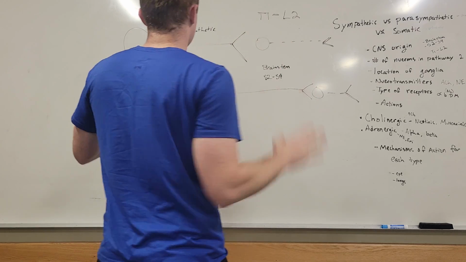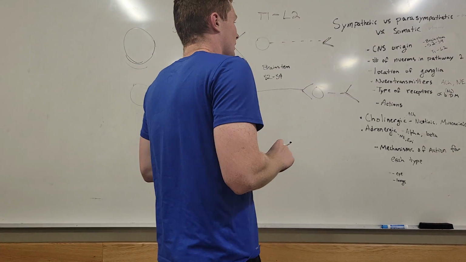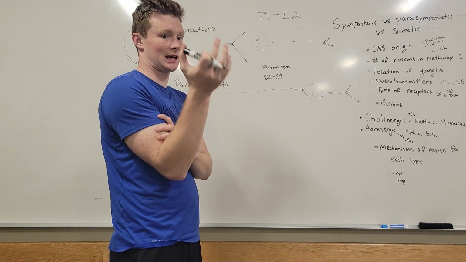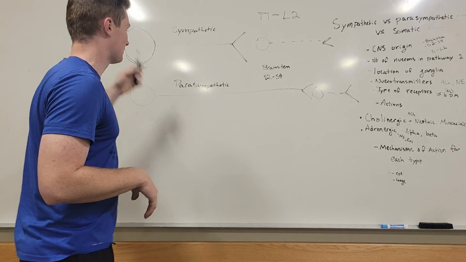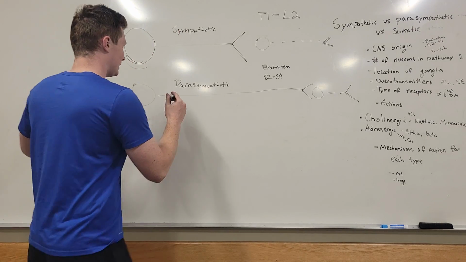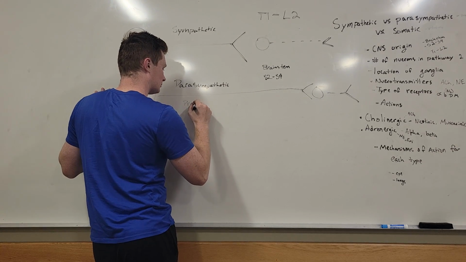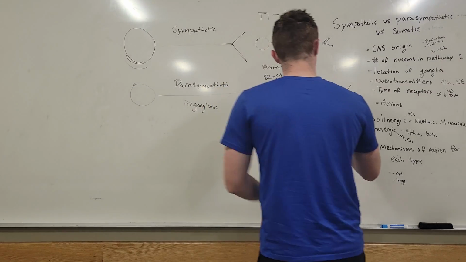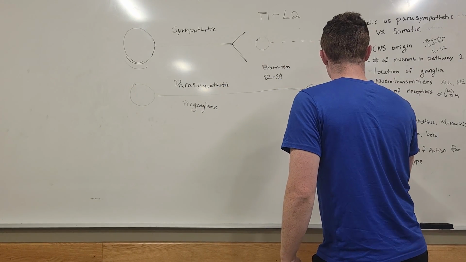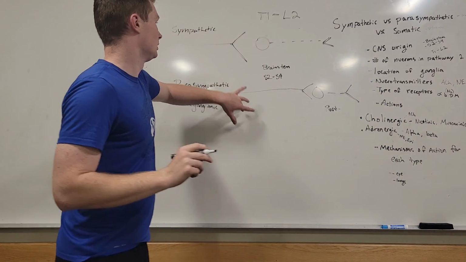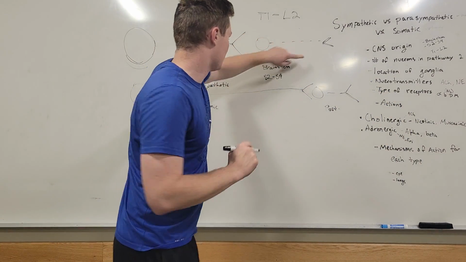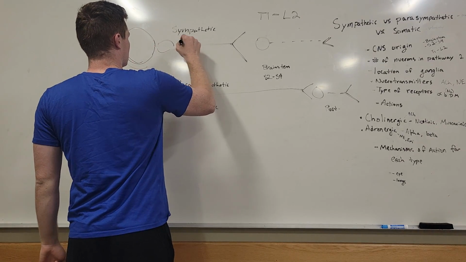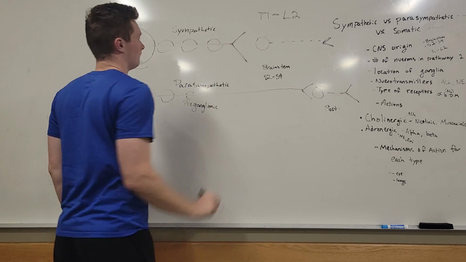Okay, let's get it. For the number of neurons, somatic is one straight neuron, right? I've got lots of action reflexes. But with sympathetic and parasympathetic, we have two: a preganglionic neuron and a postganglionic neuron. Both of these have a preganglionic and a post. Preganglionic is myelinated. Post is not.